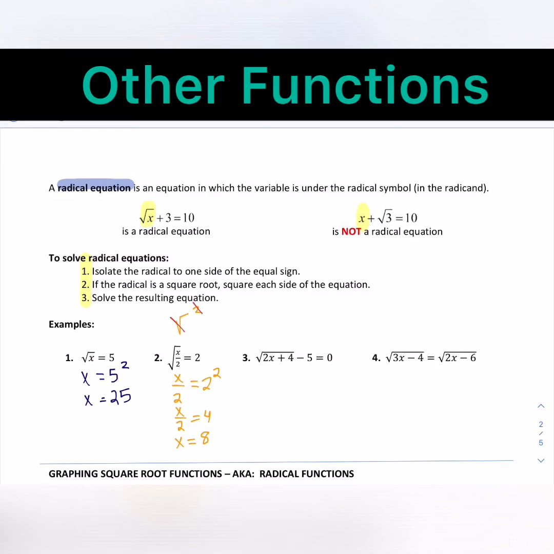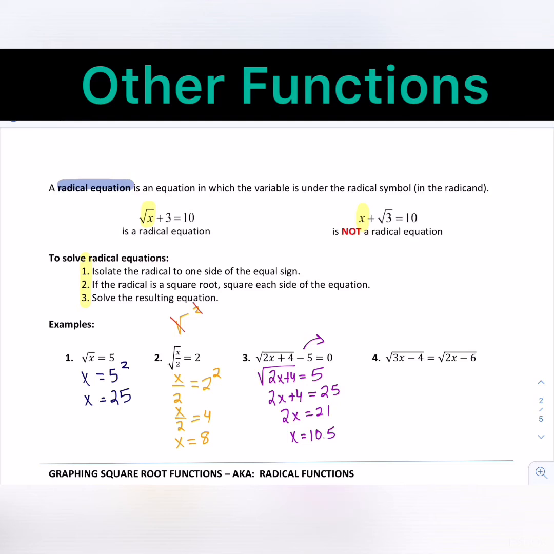Jumping on to number 3, and if you want to pause the video at any time and try these without me, that would be very, very awesome, and I encourage that. Okay, step 1, isolate the square root. So I'm going to move this 5, so the square root of 2x plus 4 is equal to 5. Now I'm going to square both sides. So I'm going to get 2x plus 4 equals 25. And I'm going to get 2x equals 21, and x is 10.5.